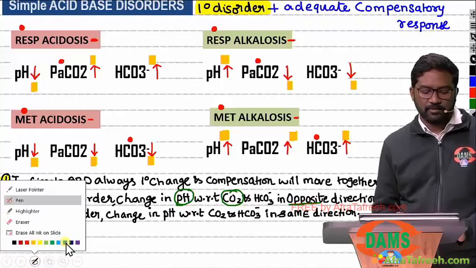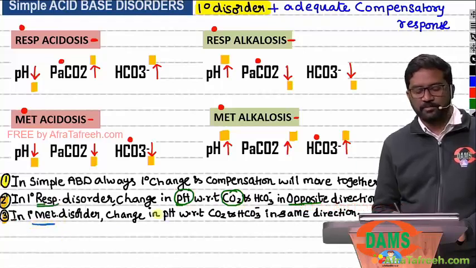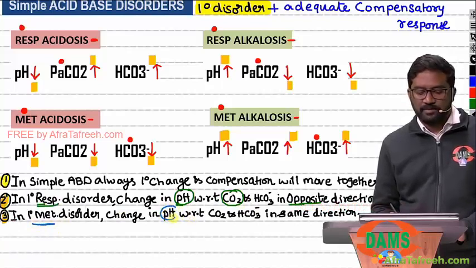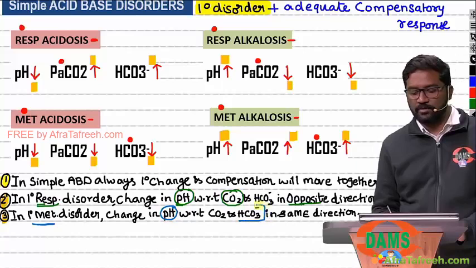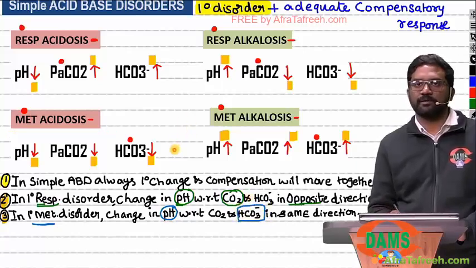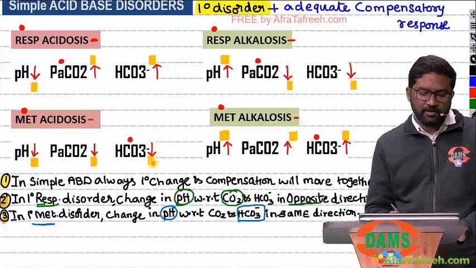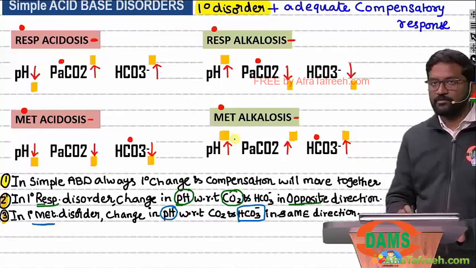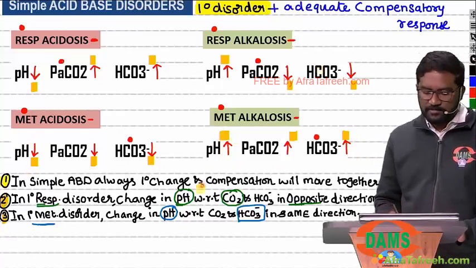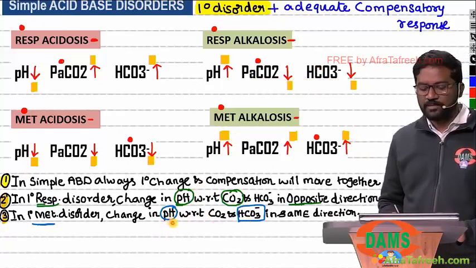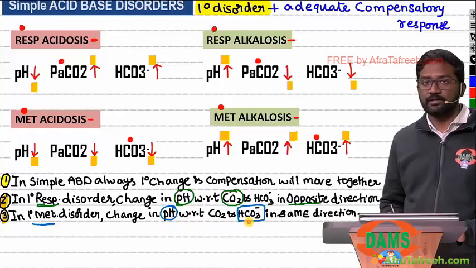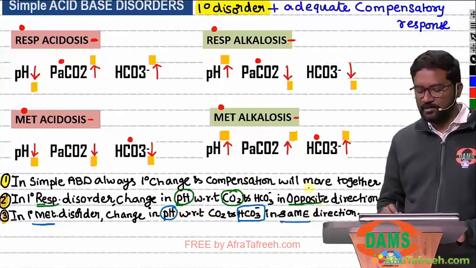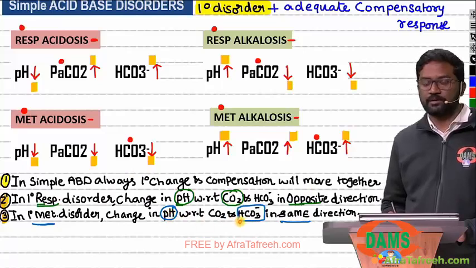Now coming to rule number 3. To call it a primary metabolic disorder, change in pH is primarily due to bicarbonate. How are pH and bicarbonate related? Direct. If bicarbonate decreases, pH should decrease. If bicarbonate increases, pH should increase. So change in pH with respect to parameters will be in the same direction, because here pH is following bicarbonate, and pH and bicarbonate are directly related.